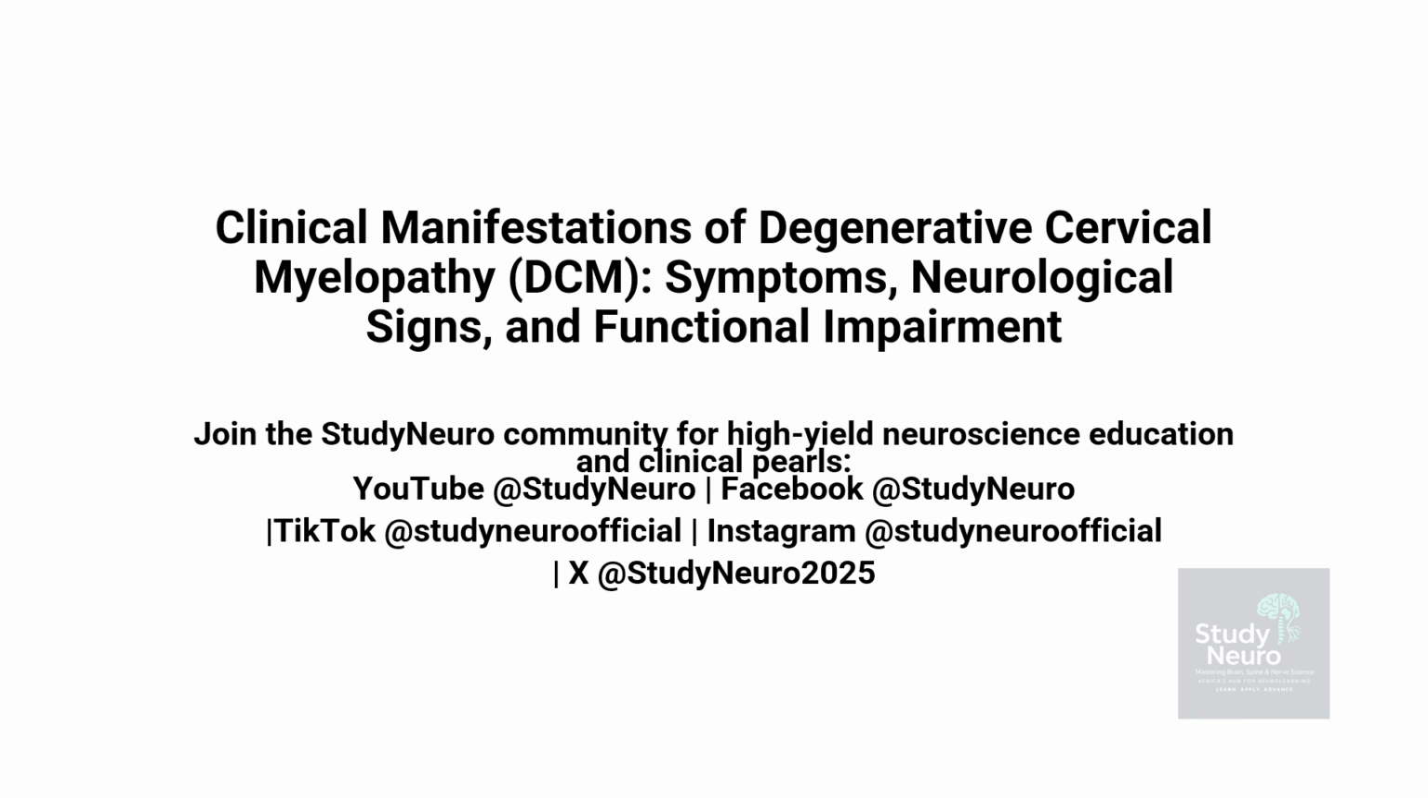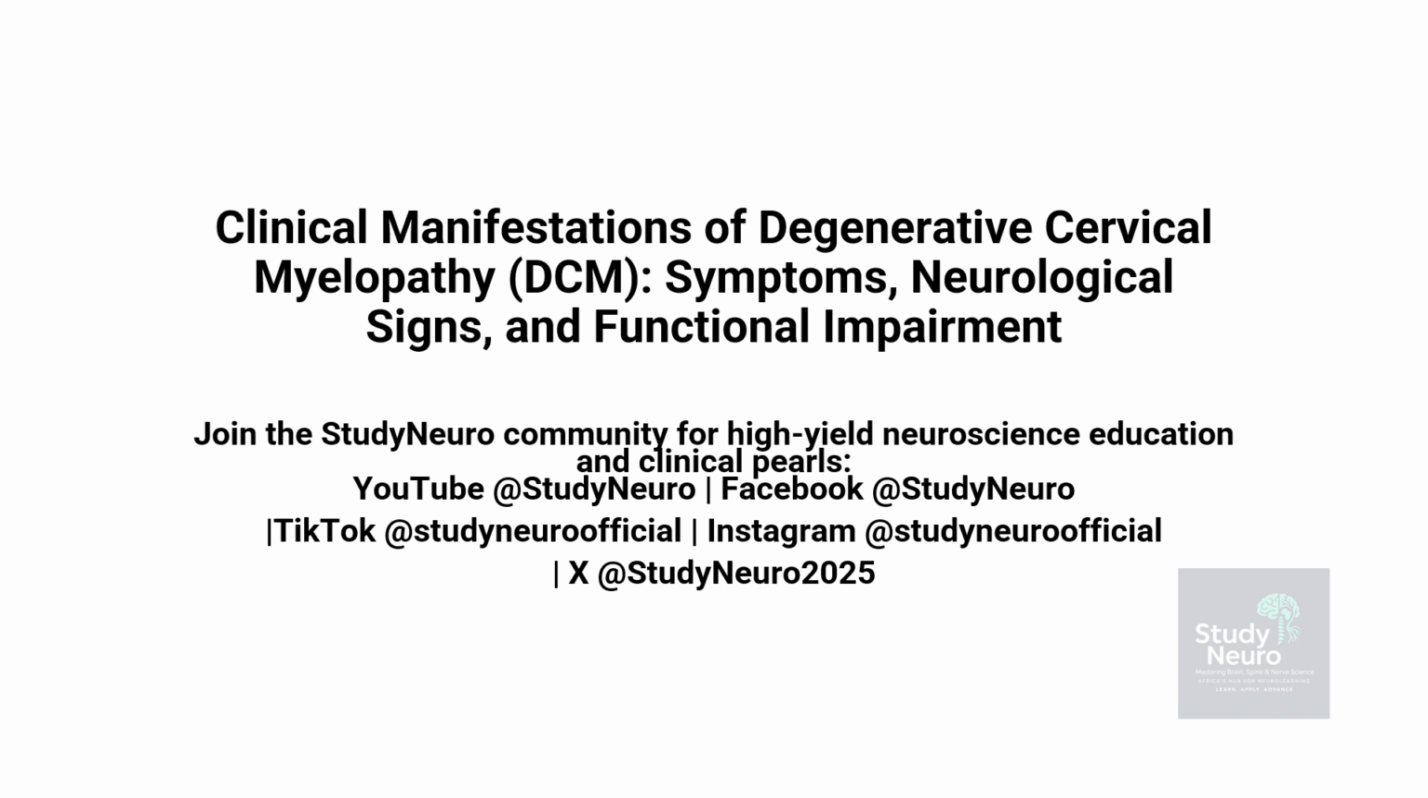In today's session, we will discuss clinical manifestations of degenerative cervical myelopathy, or DCM: symptoms, neurological signs, and functional impairment. This topic is important because DCM is the most common cause of spinal cord dysfunction in adults, and early symptoms are often subtle and easily missed in routine clinical evaluation. Our aim is to build a practical understanding of how cervical myelopathy presents in patients and how progressive spinal cord compression leads to neurological dysfunction over time.